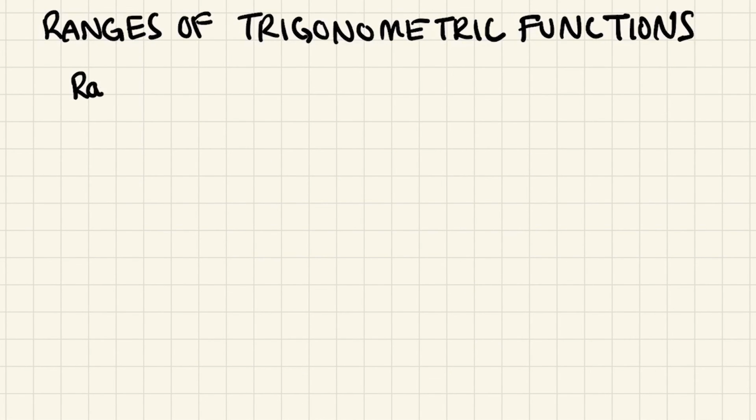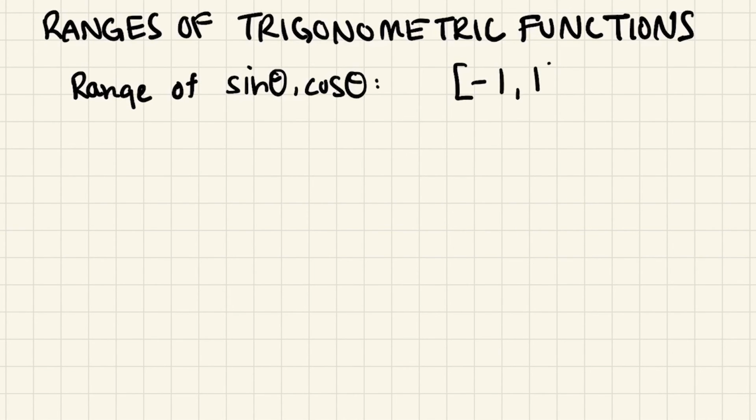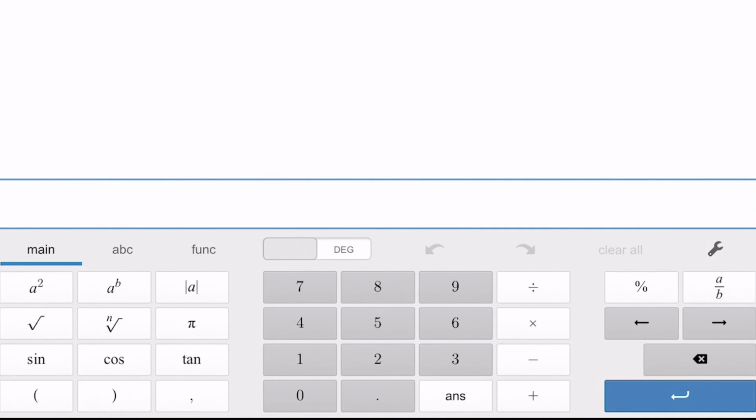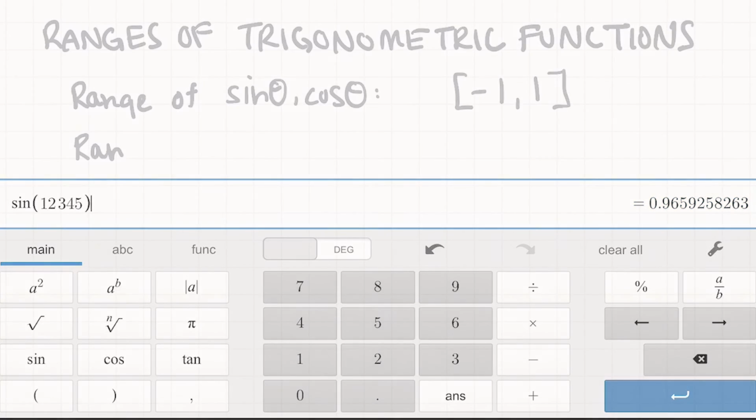So the range of sine theta and cosine theta, meaning the set of possible outputs, are just numbers between -1 and +1. Okay, so for instance on a calculator, if we go sine of, it doesn't matter what number you put in here, 1, 2, 3, 4, 5, that's my luggage combination, the result will always be something between -1 and +1. In other words, this is 0 point something. You're never going to get 1 point something or 17 point something.